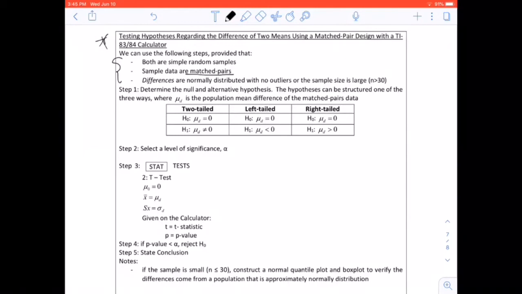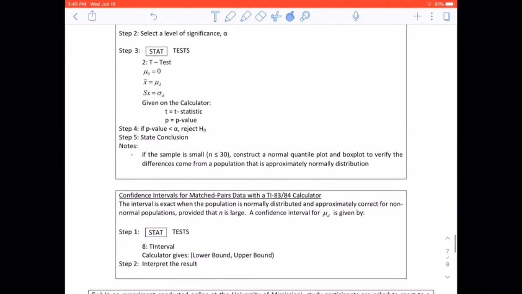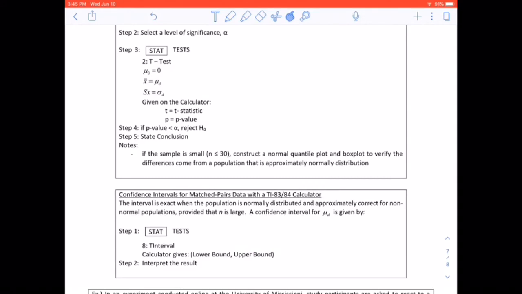Step 2 is select alpha, which again is usually given to you. And then since we subtracted our values, and we have a difference now, we just have one list of numbers. And so it's actually what we used in the previous chapter, and we'll just be using T-Test. So mu sub 0 is going to be 0. X bar we'll put in as mu sub d, and Sx is going to be sigma sub d. And the calculator is going to give us the t, which is our test statistic, and p, which is our p-value. If the p-value is less than alpha, then we reject H0, state our conclusion.